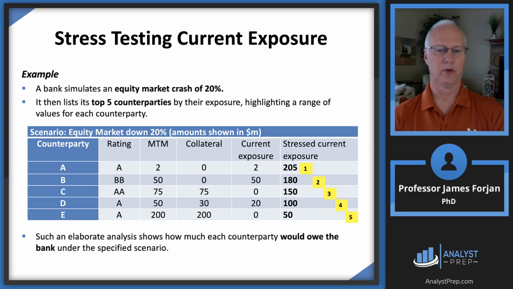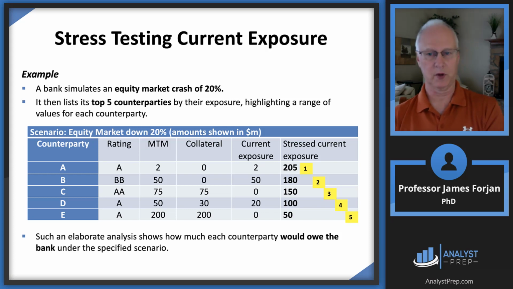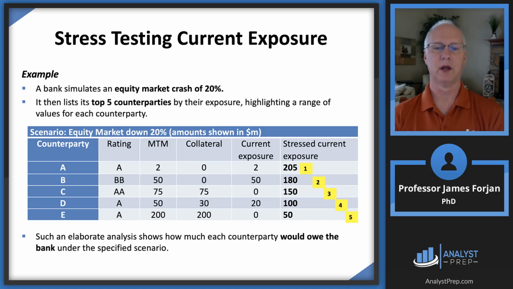And notice we go from a real small amount, 2, all the way up to a maximum of 200. And then we have collateral with some, and we have no collateral with others. So our current exposure for those first 2 counterparties with no collateral, the current exposure equals the mark to market. So there's the 2 and the 50. And then for C and E, the collateral equals the change in the value. So we've got 0 current exposure. And then in counterparty D, we do have some current exposure because the collateral is less than the MTM.